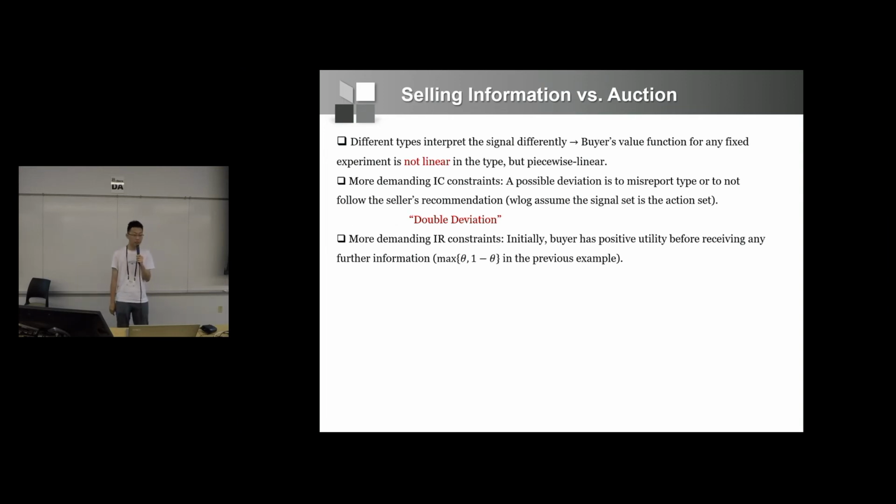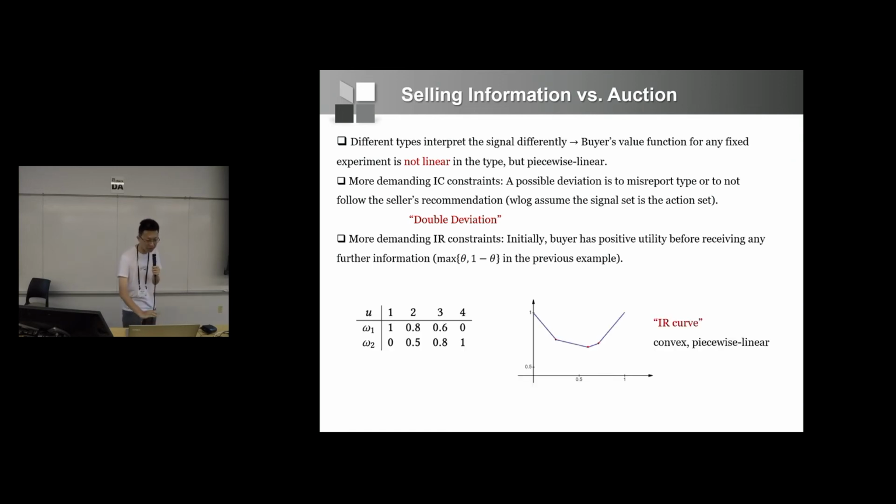And last, we also have a more demanding IR constraint, because in classic auctions, if the buyer is not getting any item, her value is 0. But now, since the buyer has some prior belief, she can make her decision according to the prior belief, even without receiving any further information. So the buyer might have a positive utility initially. So in our mechanism, we want the utility function to be at least this initial buyer's utility function. Here's an example. As we can see, this initial utility function is a convex, piecewise linear function. We'll call this our curve.